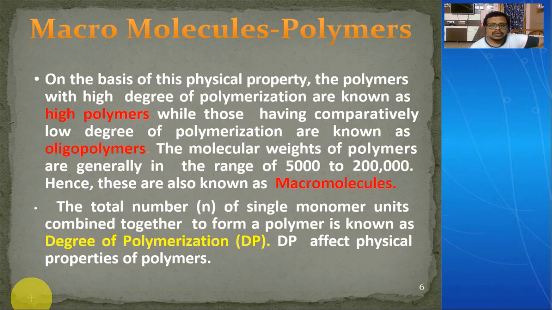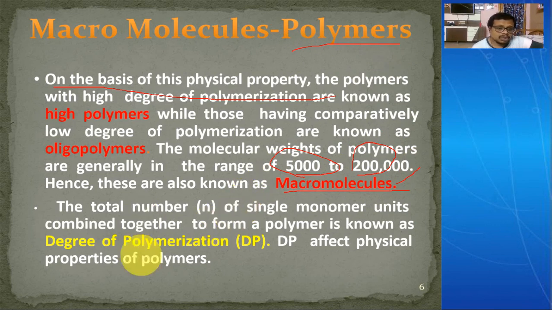So what are macromolecules, and why do these macromolecules become polymers? On the basis of physical property, polymers with a high degree of polymerization are called high polymers, which are called macromolecules. That means the monomers number approximately 5,000 to 2 lakhs. These are called macromolecules, and those macromolecules are polymers.